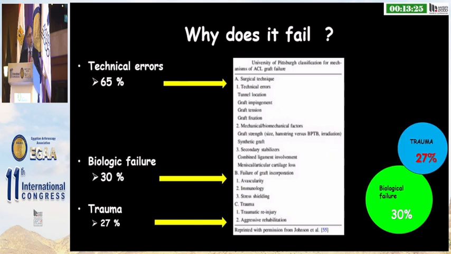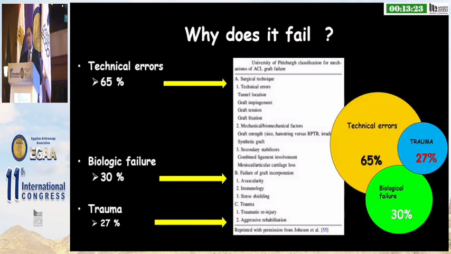So when we look at the review here, technical errors are almost two-thirds of the failures, as in the Pittsburgh classification for ACL graft failure. You can see here.